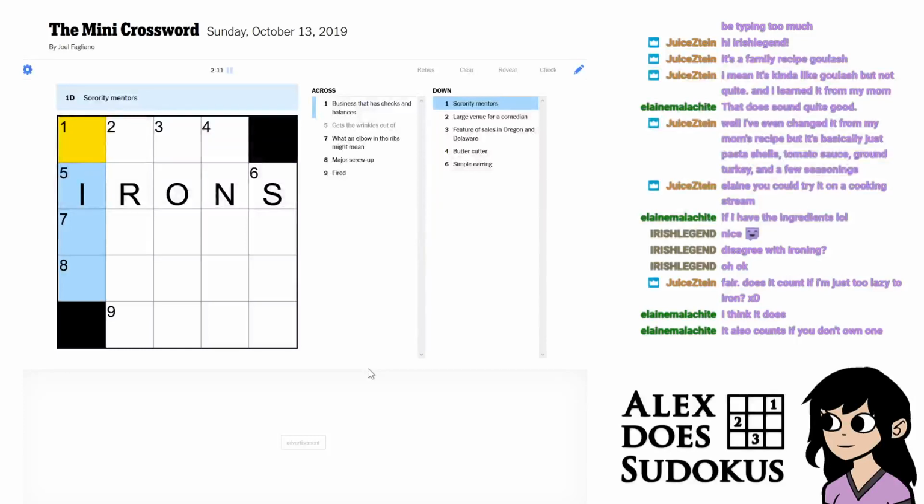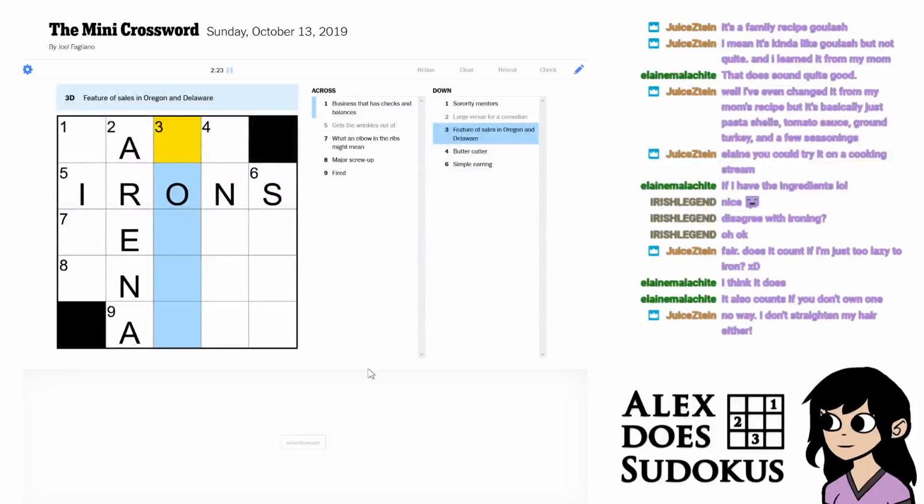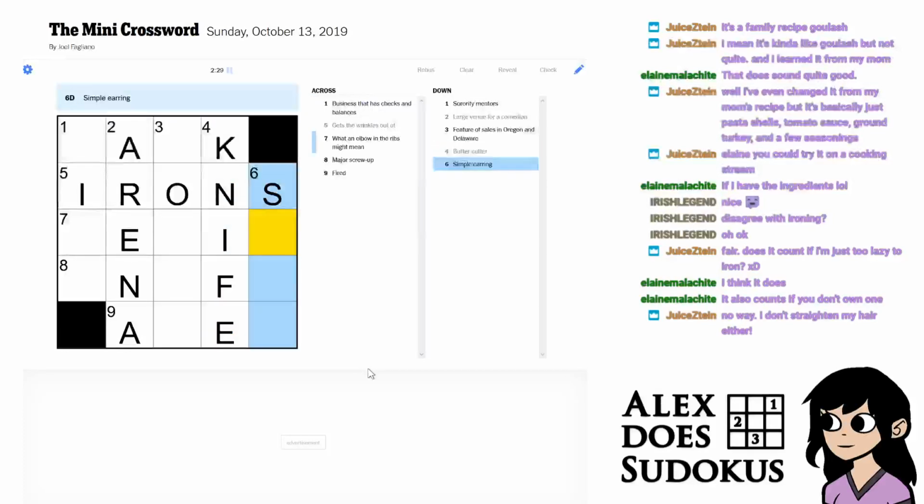Sorority mentors. Oh dear, struggling a bit on this one. Large venue for a comedian. Arena. Feature of sale in Oregon and Delaware. Butter cutter. So that's got to be a knife. Simple earring. I don't actually wear earrings, so I have no idea.